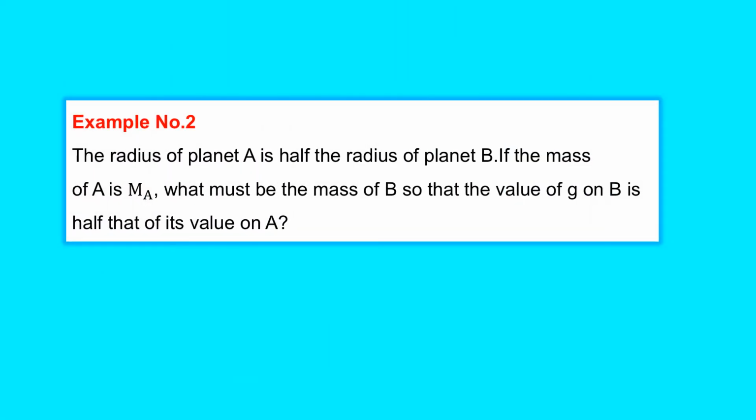Now example number 2. The radius of a planet A is half the radius of planet B. If the mass of A is ma, what must be the mass of B so that the value of g on B is half that of its value on A?